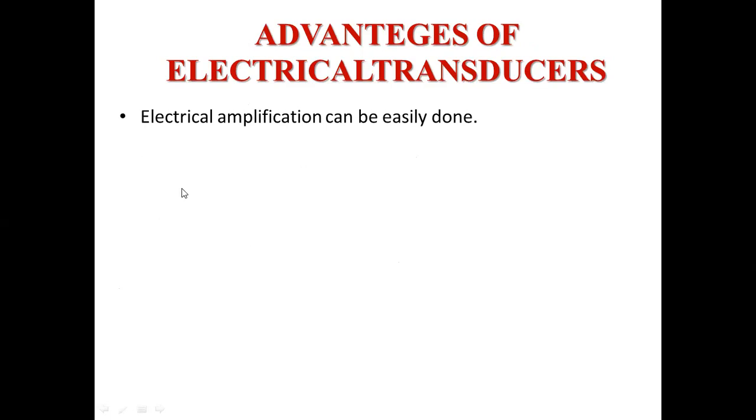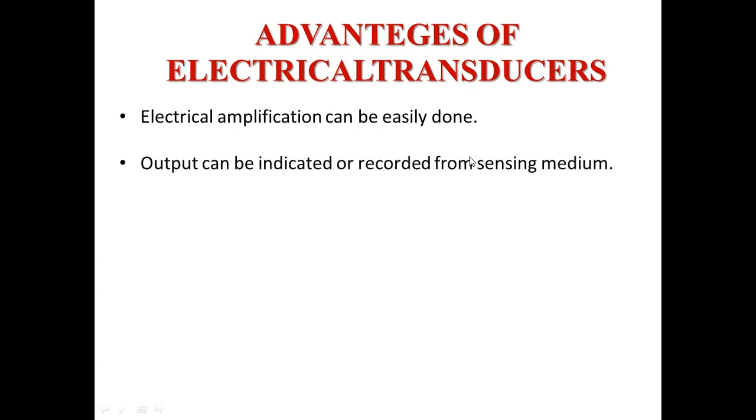So low strength to the high signal, it is going to do that one. If the electrical signal is weak at the input, it is going to give a high output. Easily it can be done, electrical amplification is done. Output can be indicated or recorded from the sensing media.